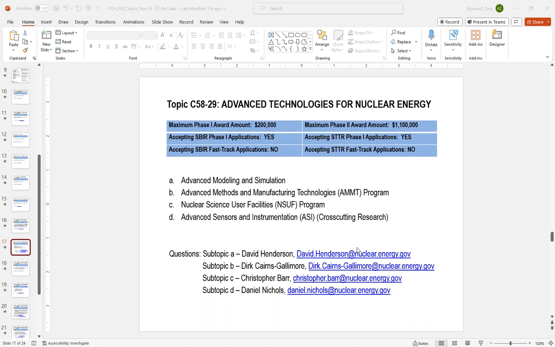If someone's proposing a sensor that is available for use in the outside industry and it just needs to be qualified to nuclear standards, well, then that's not as relevant to us. It's still something that we might consider, but we're really looking for things that are unique to the nuclear industry.